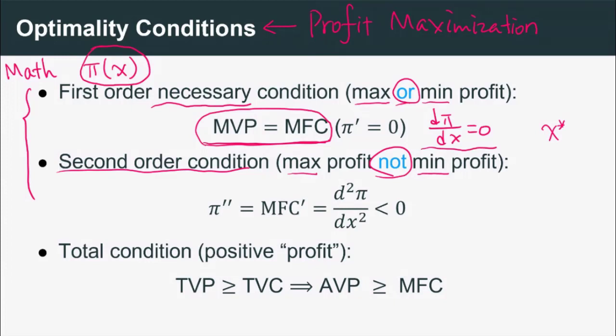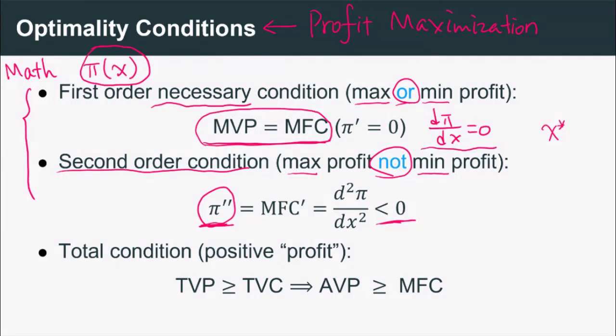And what you should do is calculate the second derivative of pi with respect to x, and then check that the second order condition is smaller than 0. If it's smaller than 0, then you get a maximum profit. And if it's greater than 0, that means you get a minimum profit, not a maximum profit.